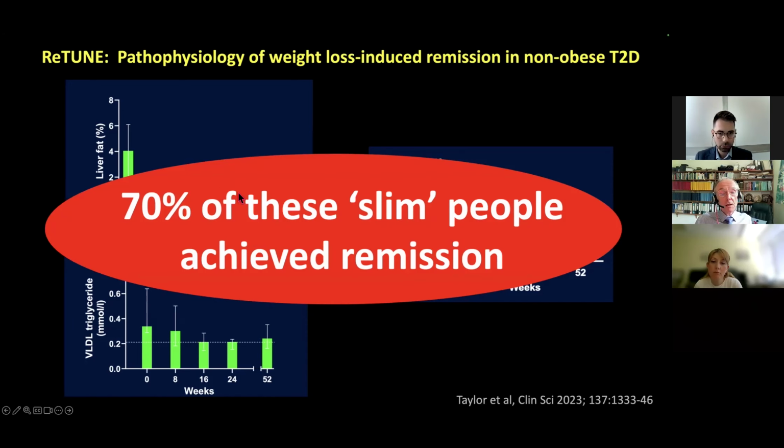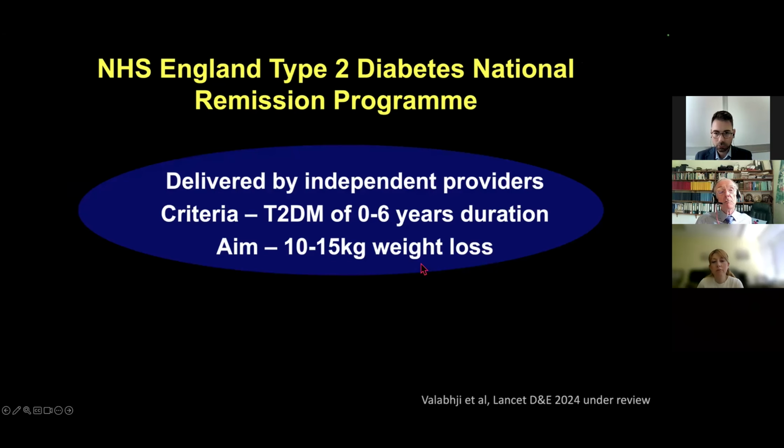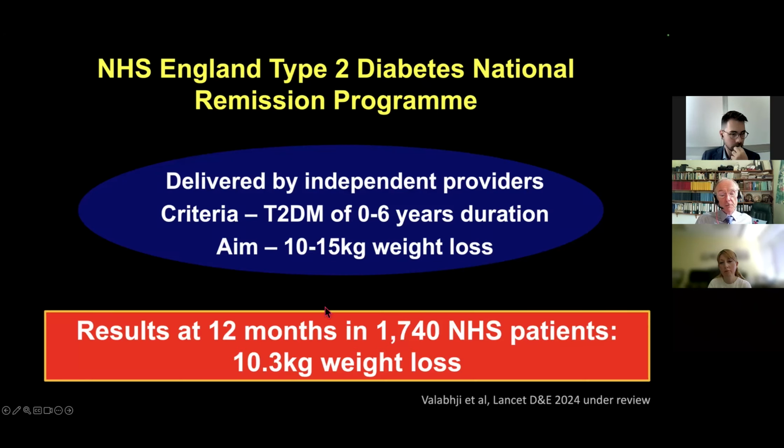So in ReTUNE, 70% achieved remission. This has added up to a national program in England to produce remission, and the first year data in a large number of people showed 10.3 kilograms weight loss. This is probably the largest low-cost population intervention to deal with a weight-related problem.